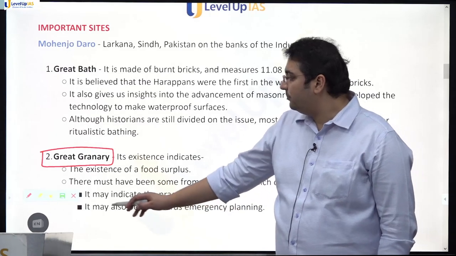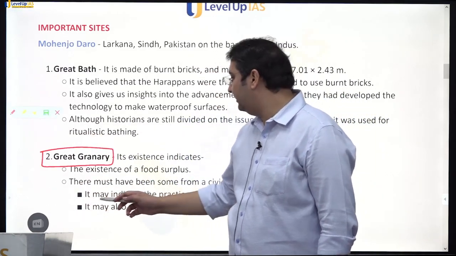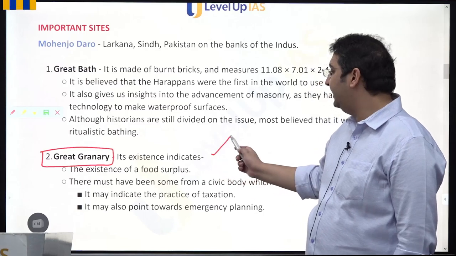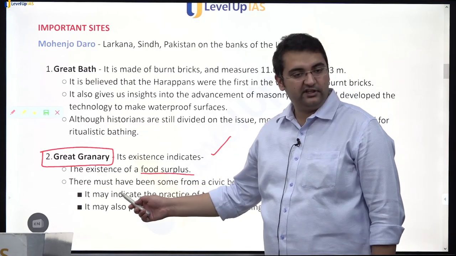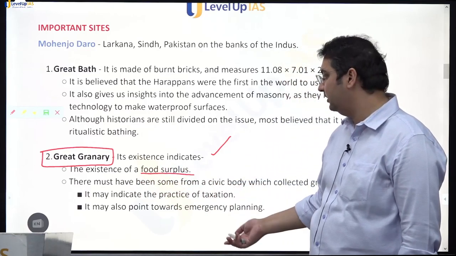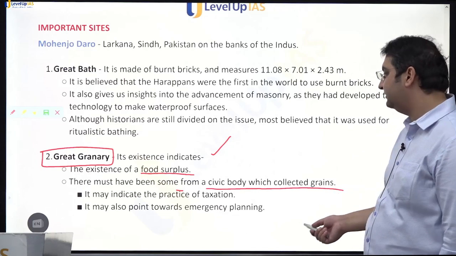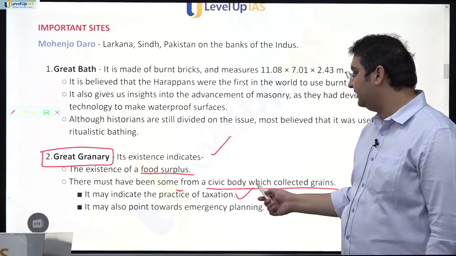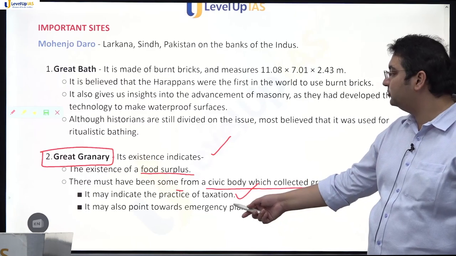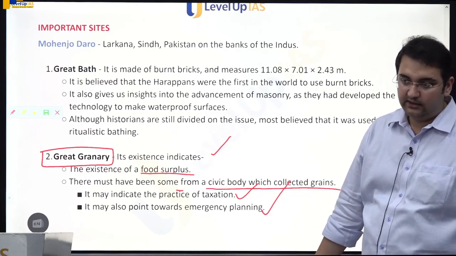Okay? Apart from that, a number of other things you can get to know from the great granary. Its existence indicates that there was a food surplus, because without food surplus, extra grains could not be stored. There must have been some form of civic body which collected the grains. It may also indicate the practice of taxation and may also point towards the practice of emergency planning. Okay?